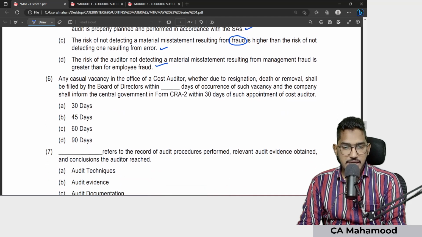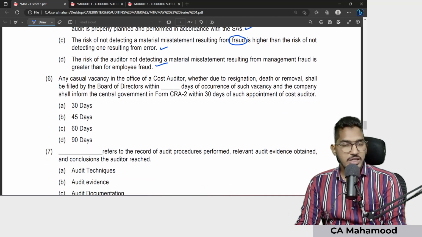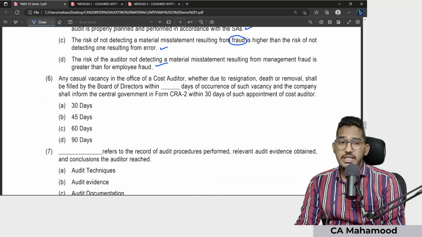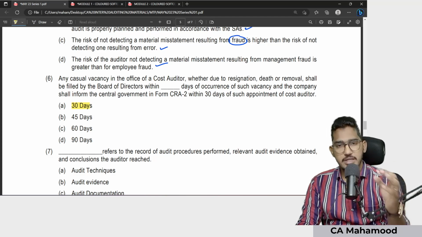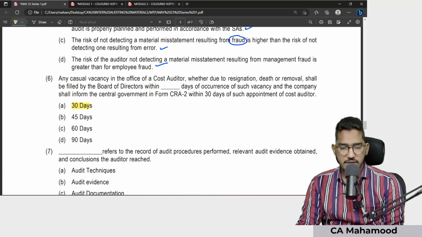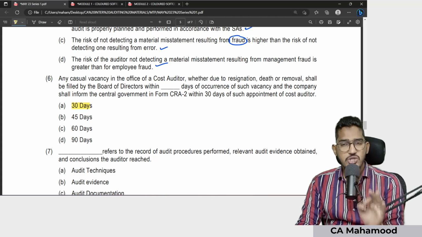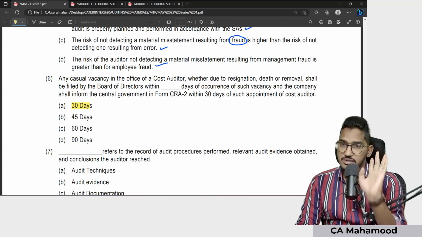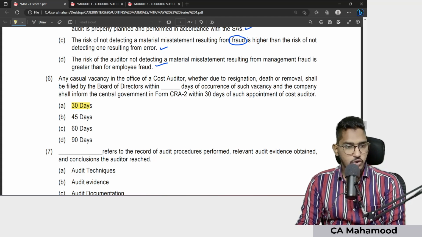Any casual vacancy in the office of the cost auditor, whether due to resignation, death or removal, shall be filled by the board of directors within how many days, guys? Within 30 days the casual vacancy has to be filled in case of a cost auditor's position, whatever may be the reason. It could be removal, death, resignation, whatever it is. The cost auditor's casual vacancy should be filled by the board of directors within 30 days. So option A will be the correct option.